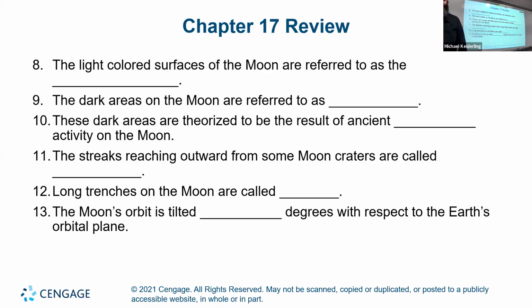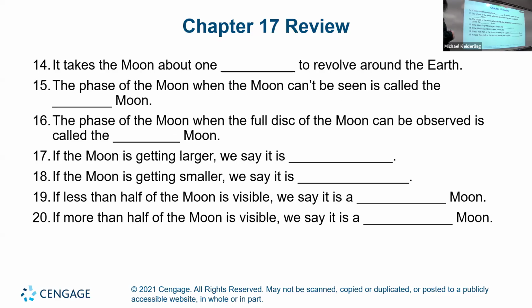The moon's orbit is tilted about 5 degrees with respect to Earth's orbital plane. It takes the moon about 1 month to revolve around the Earth. The phase of the moon when the moon can't be seen is called the new moon. The phase of the moon when the full disk of the moon can be observed is called the full moon. If the moon is getting larger, we say it is waxing. If the moon is getting smaller, we say it is waning. If less than half of the moon is visible, we say it is a crescent moon. If more than half of the moon is visible, we say it is a gibbous moon.